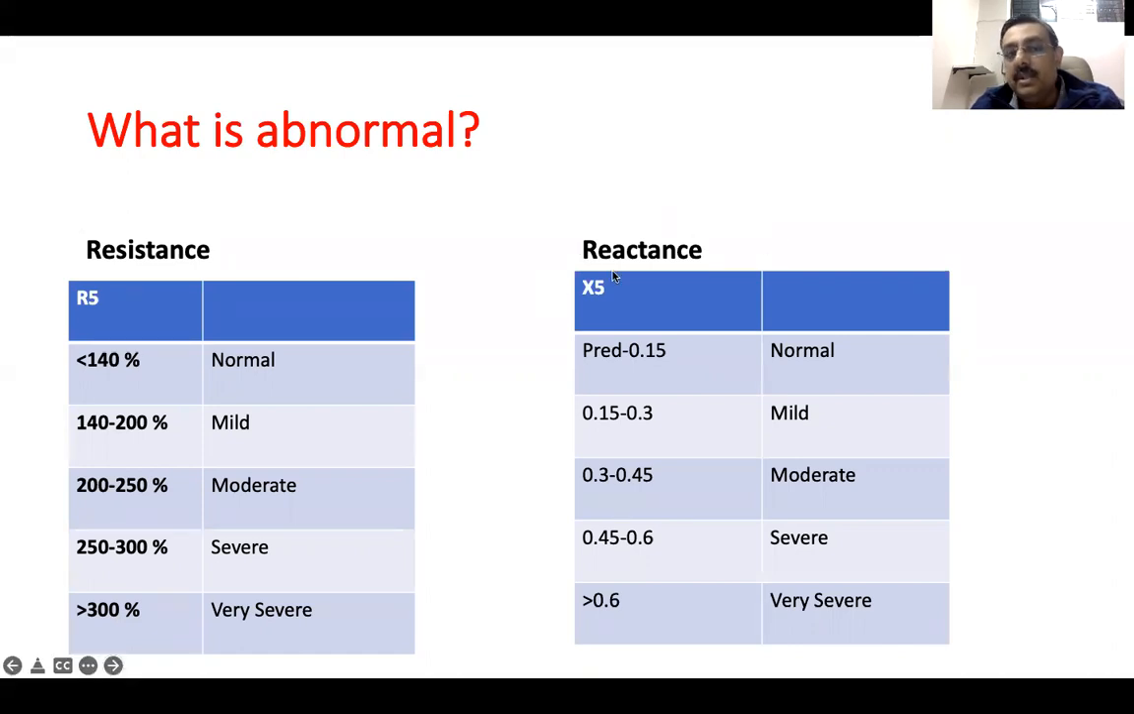Now, for reactance, you do not have percentages. You calculate it as predicted minus 0.15 as normal. If it falls between 0.15 and 0.3, you call it mild. And likewise, you have values for moderate, severe, and very severe. So this is the way you classify reactance.